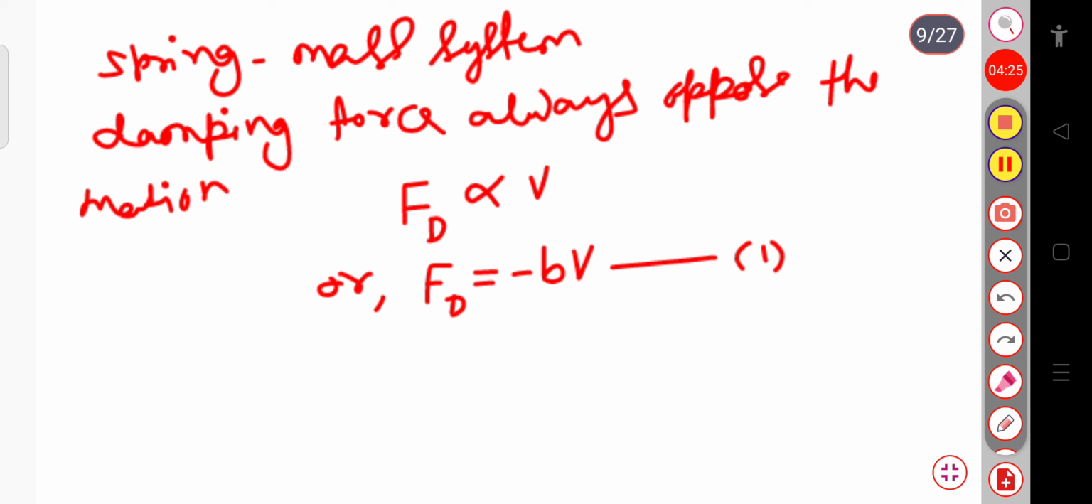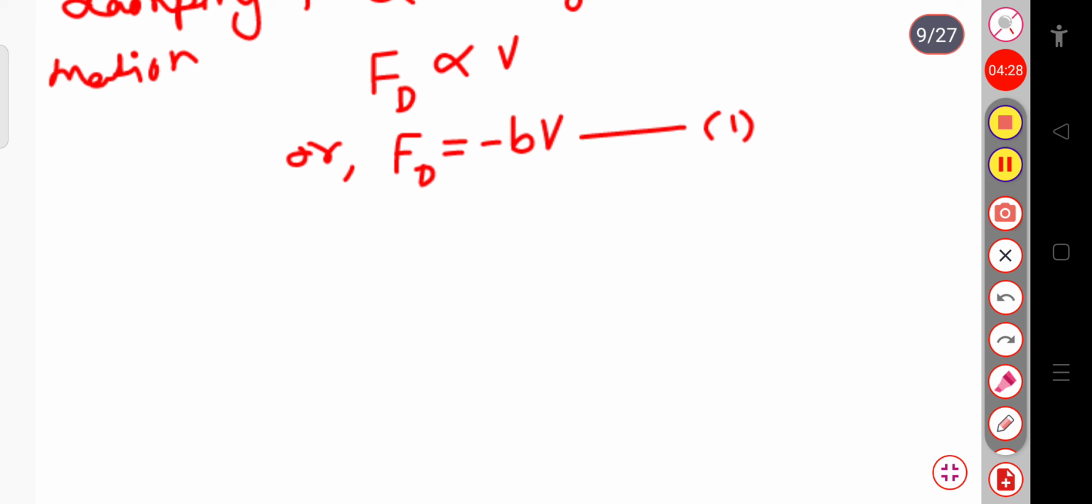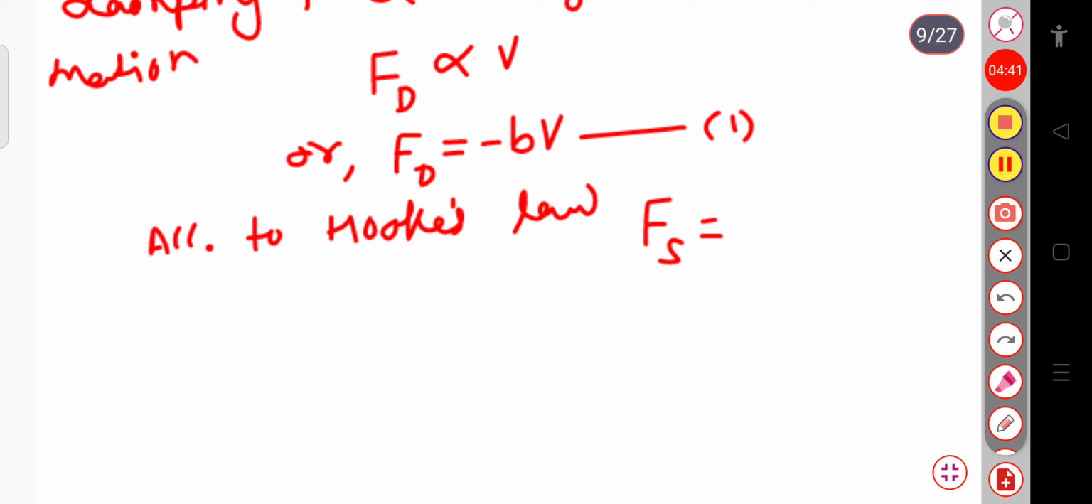This is for the spring mass system, and also we know, according to Hooke's law, the force by the spring Fs will be equal to minus kx, again with the negative sign because of the opposing motion.